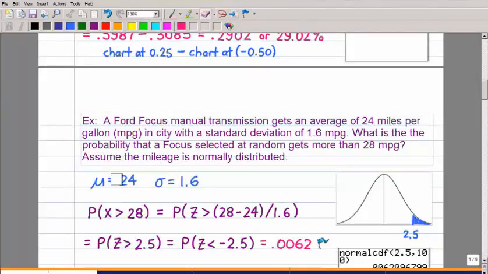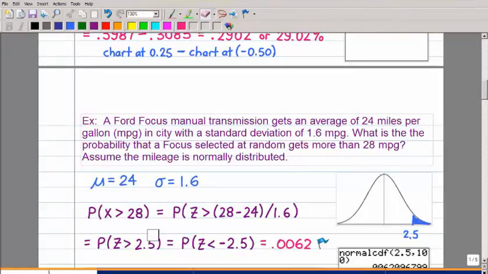So I wrote down the mean and standard deviation, 24 and 1.6. Now I need to write the problem statement. What is it asking us? All right, more than 28. That's not too tricky. Straightforward. More than 28 means it's the probability that x is greater than 28. So we have to convert to z by using the x minus mu over sigma formula. So 28 minus the mean 24 divided by the standard deviation of 1.6. And that turns out exactly 2.5. So I'll put a little sketch over here.